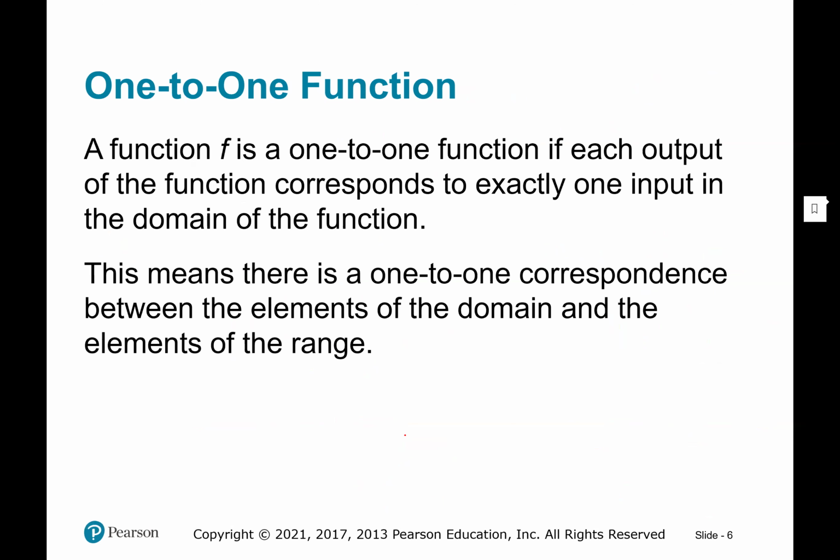A function f is a one-to-one function if each output of the function corresponds to exactly one input in the domain of the function. Well, that's kind of confusing. This means there's a one-to-one correspondence between the elements of the domain and the elements of the range. Okay.